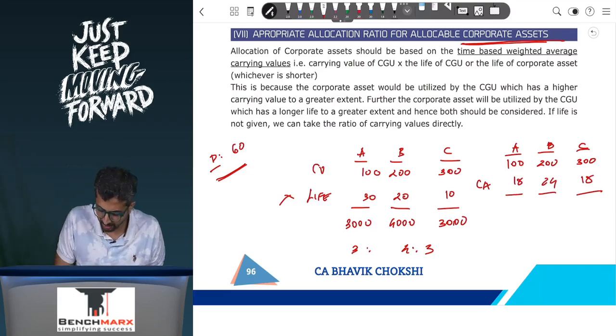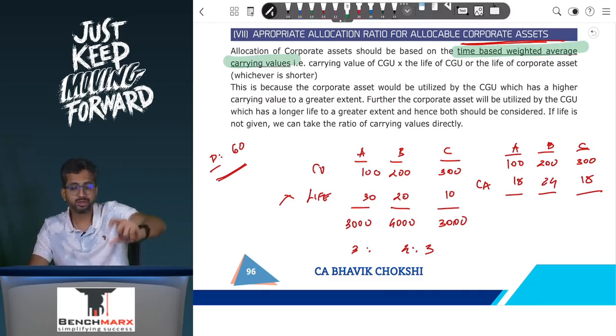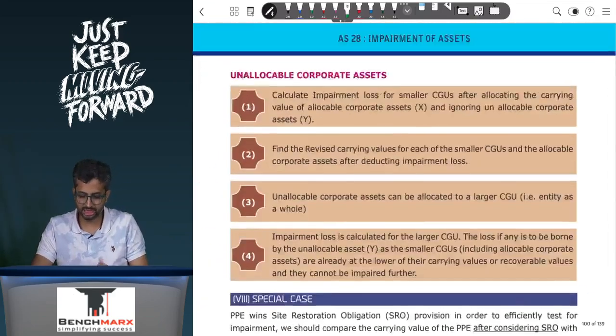So over here we have been told that if nothing is given, you will take the carrying value, otherwise it will be based on the time-based weighted average carrying value. Again, these are slightly complex concepts. The institute has not given you sums on this, but they have given you theory on this.